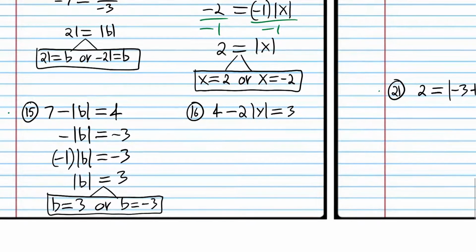All right, try number 16. And remember, the -2 goes with the y. When you take away the 4, it's not gonna do anything to the -2. So try 16, and when you come back, we'll do it together.